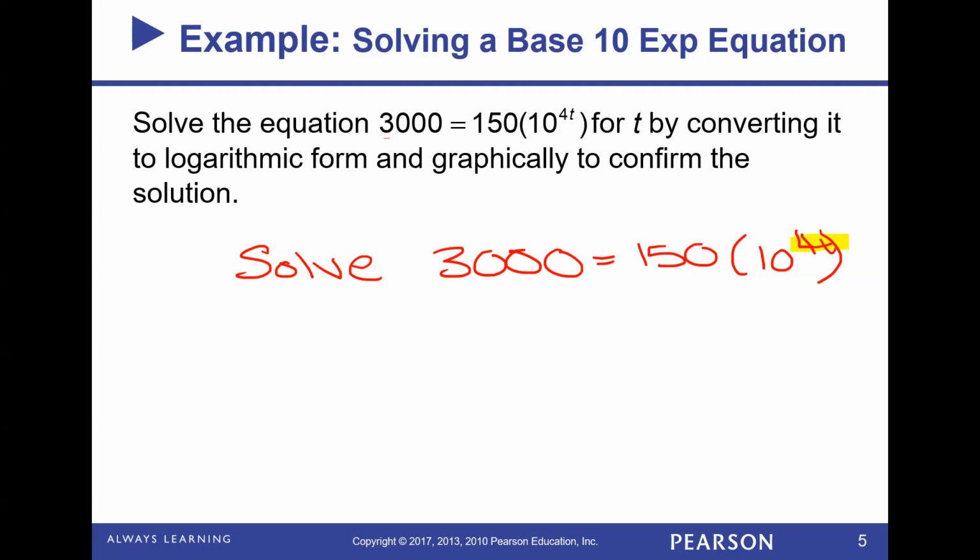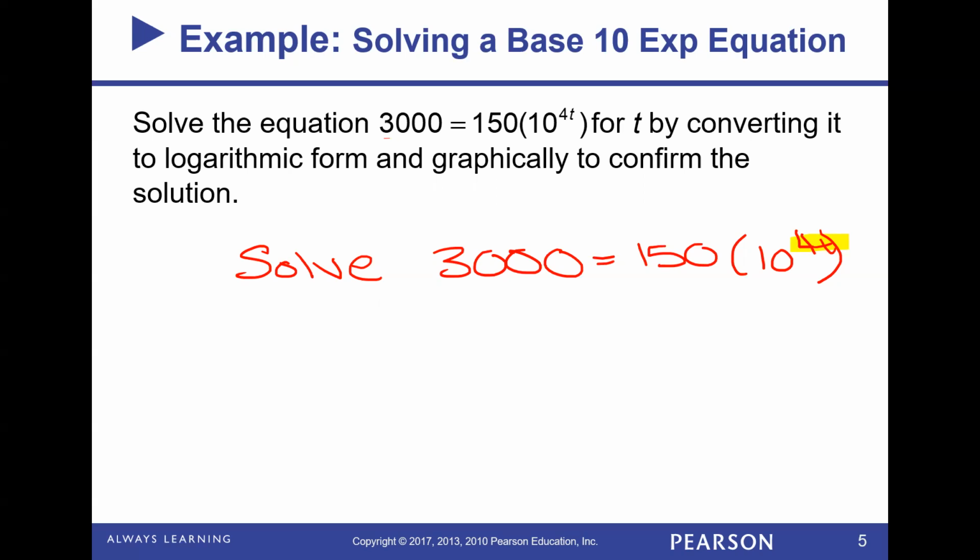Where that variable is located gives me a lot of information on how to solve. In our case, my variable is stuck up here in the exponent, and that's why I know I want to convert to logs. We have the rule that if we change things from exponential equations into log equations, basically a log equals the exponent. That's where that step comes in.